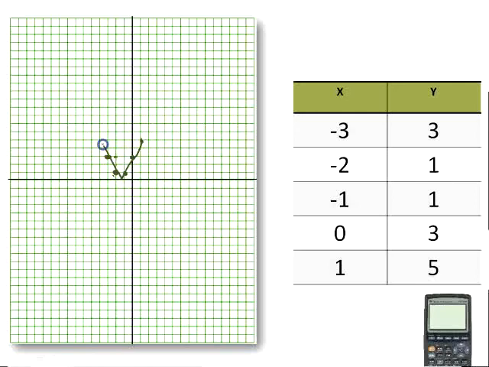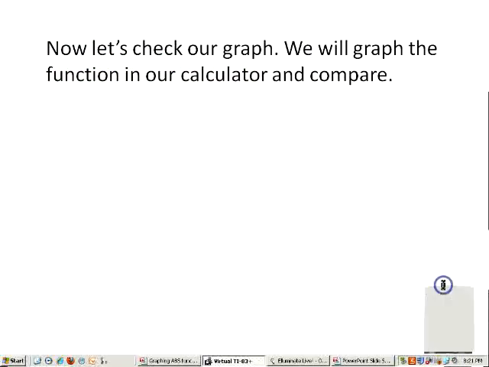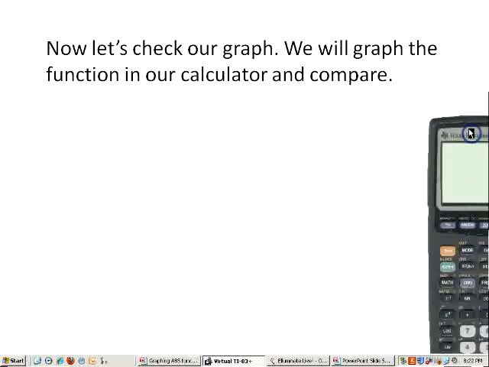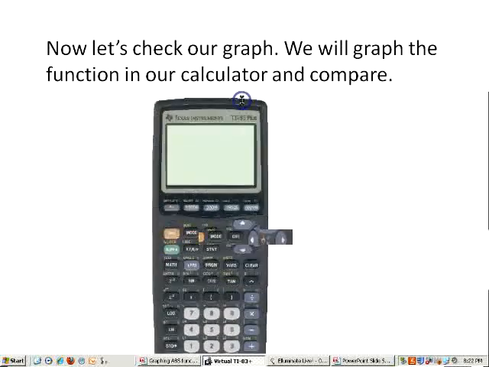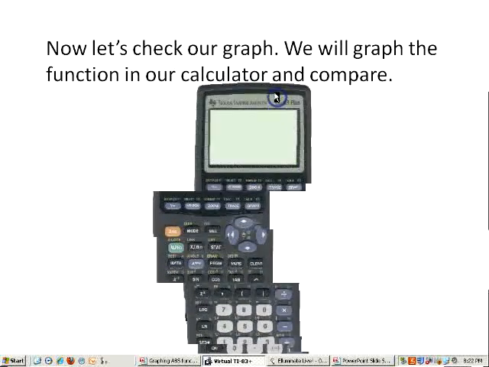Now, I get a V shape. I just kind of have to guess where the bottom of the V is there. So there's the sketch of my absolute value of 2x plus 3. Now, let's check our graph. Let's put it in our calculator. Let me pull my calculator over here and go over how to type this in.